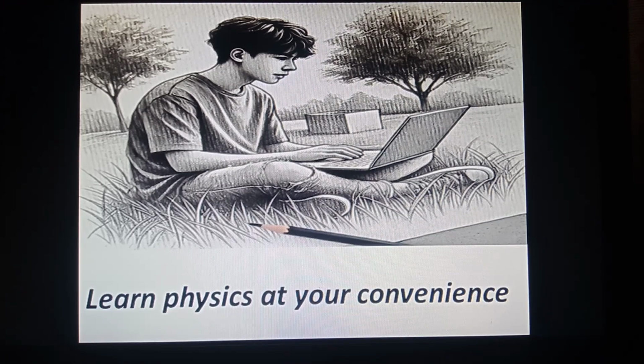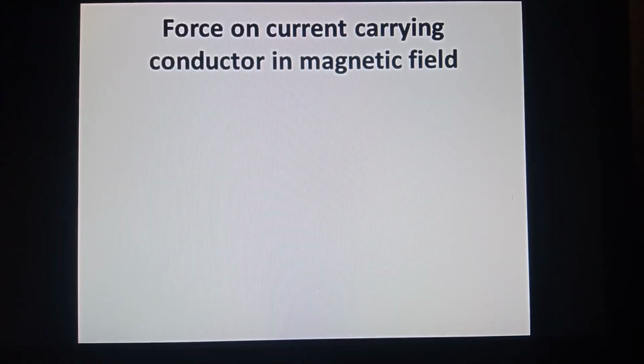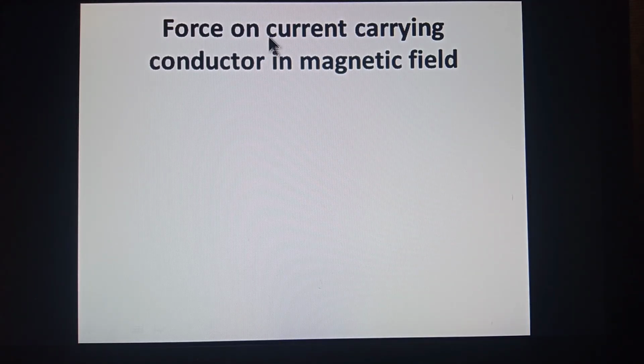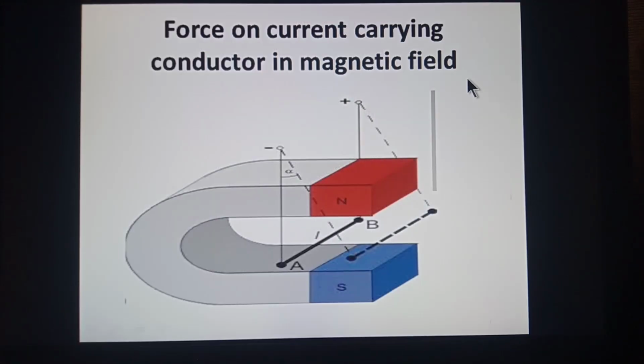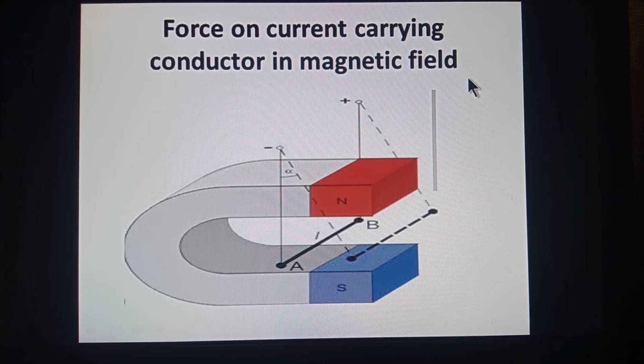Let us start our today's lesson. The topic is force on current carrying conductor when placed in magnetic field. Students, we know that when current flows through a conductor or a wire, it becomes a magnet. There is a magnetic field produced around it. And when a current carrying conductor is placed in the magnetic field of another magnet, both the fields interact with each other, resulting in a force that acts on the current carrying conductor. It is our today's topic.